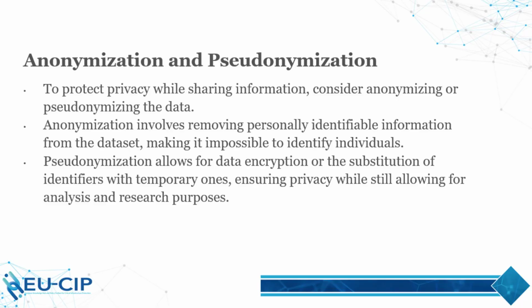Anonymization and pseudonymization. To protect privacy while sharing information, consider anonymizing or pseudonymizing the data. Anonymization involves removing personally identifiable information from the dataset, making it impossible to identify individuals. Pseudonymization allows for data encryption or the substitution of identifiers with temporary ones, ensuring privacy while still allowing for analysis and research purposes. Applying these techniques helps mitigate privacy risks when sharing critical information.